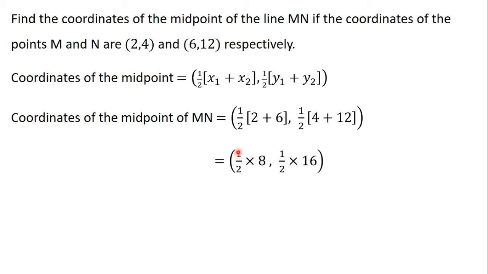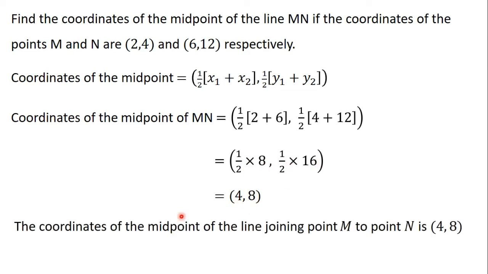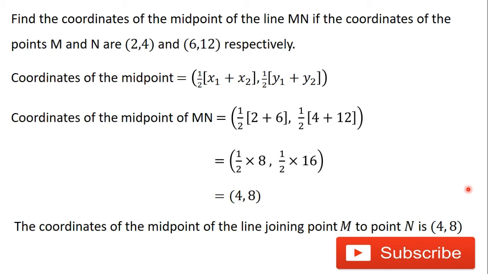And this will give us half times 8, since 2 plus 6 is 8, as the x-coordinate. Then half times 16, since 4 plus 12 is 16. Half times 8 is 4 and half times 16 is 8. So it means that the coordinates of the midpoint of the line joining point M to point N is 4, 8.